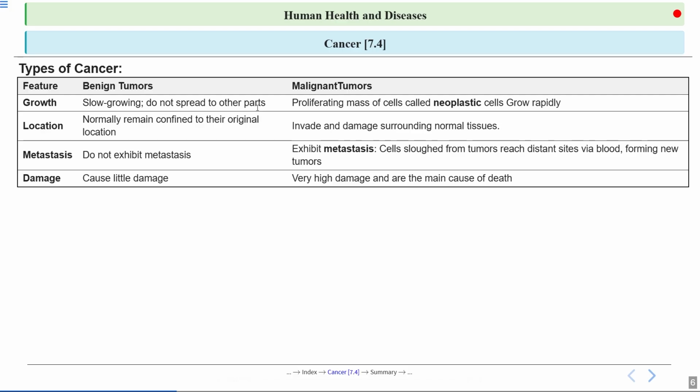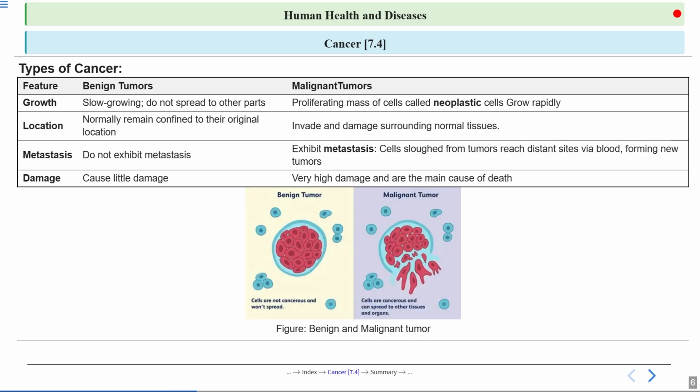Now, this ability of malignant tumors to spread is known as metastasis. And this is what makes them so dangerous and often life-threatening. Unlike benign tumors, which are generally not harmful unless their size causes problems by putting pressure on the vital organs. Here you can see an image showing a benign and a malignant tumor. The malignant tumor is more fatal and more dangerous as compared to the benign tumor. Here you can see the malignant tumor is spreading from one area to another area.